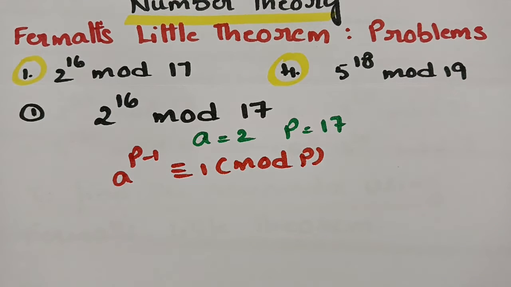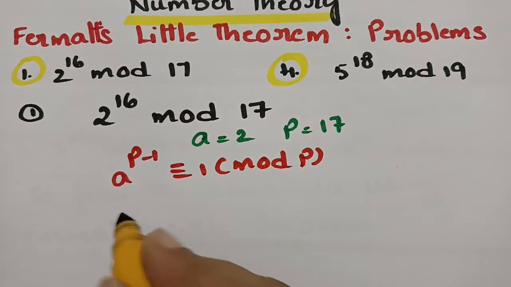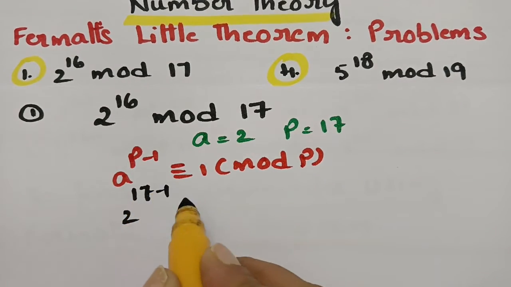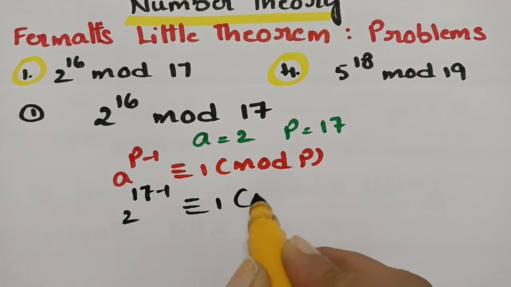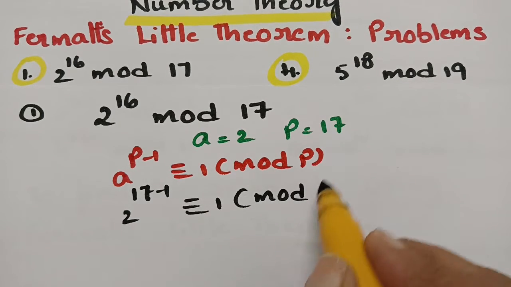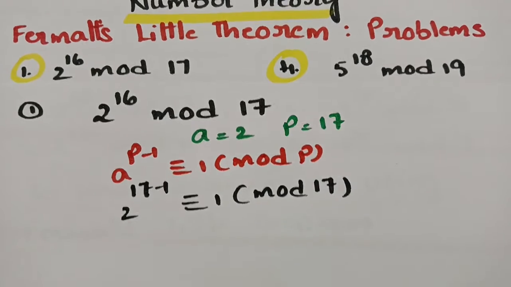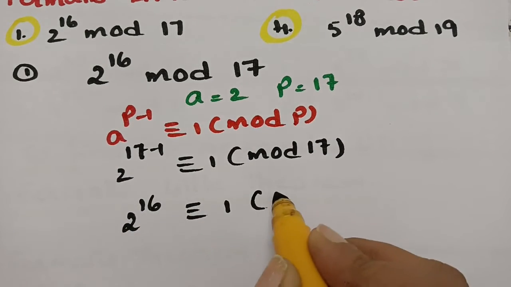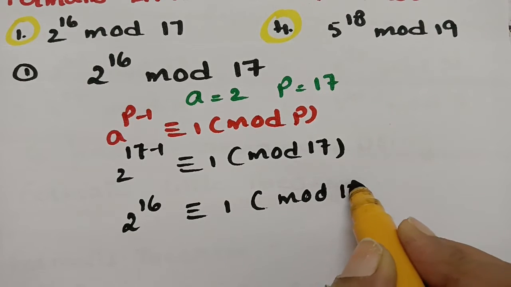Clear? If I substitute a equal to 2, and our prime number is 17, then 17 minus 1 is congruent to 1 mod p, and p is 17 again. So this will be 2 power 16 congruent to 1 mod 17.